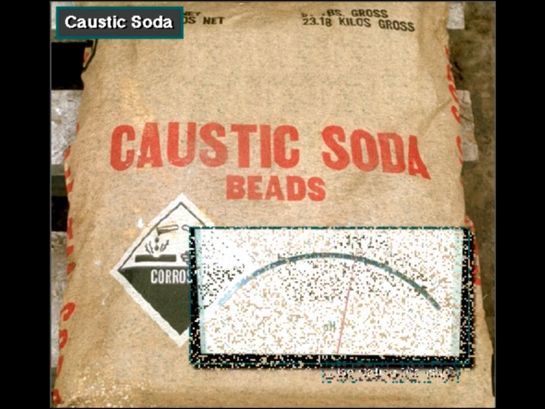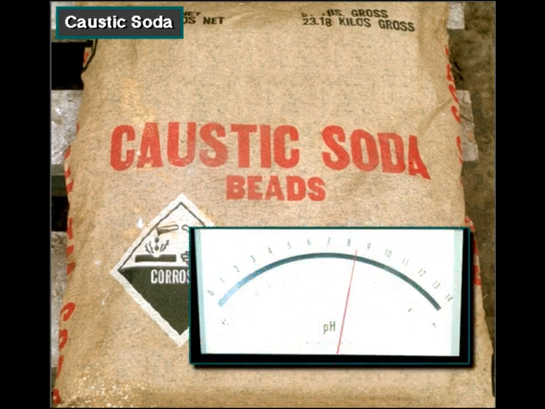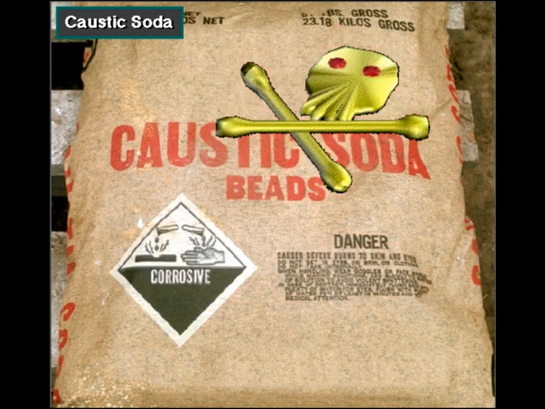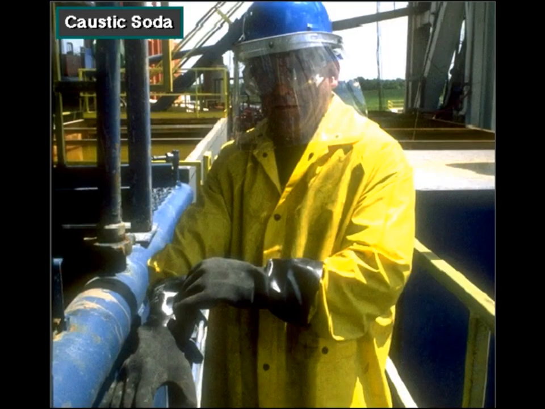Crew members add caustic soda to the mud to control pH. Caustic soda increases the pH value. It makes the mud more alkaline. In general, caustics are the most dangerous chemicals that you will handle on the rig. High-strength solutions can seriously burn your skin. Be very careful when handling it to avoid injury.